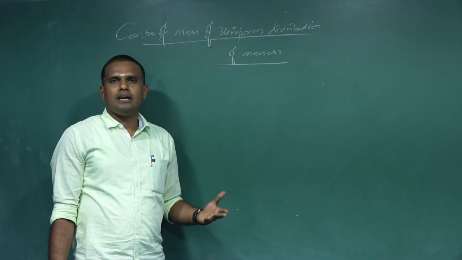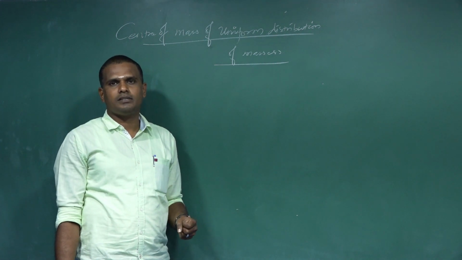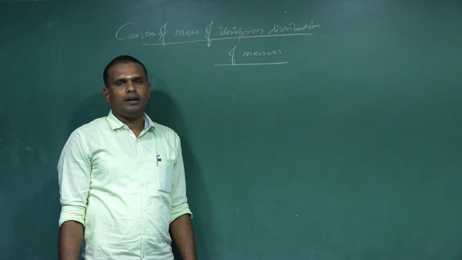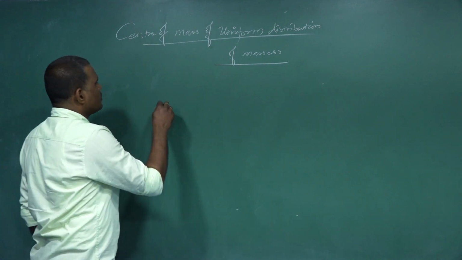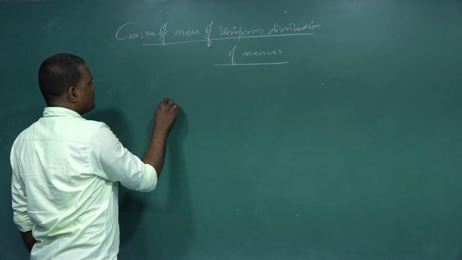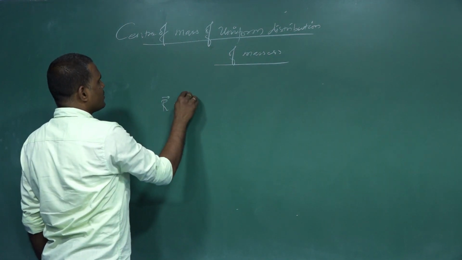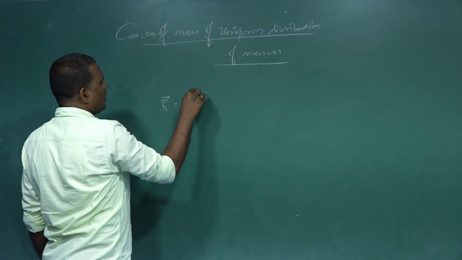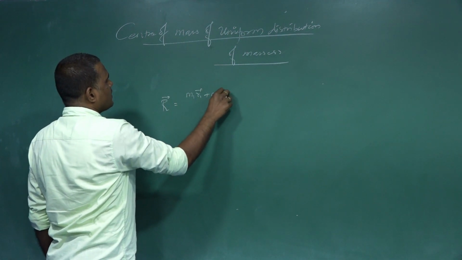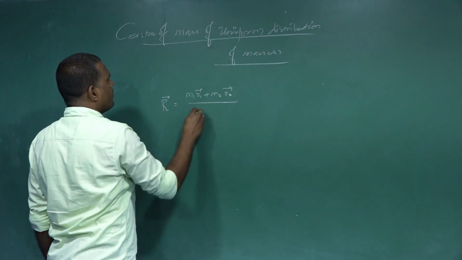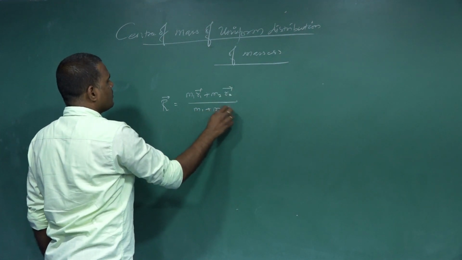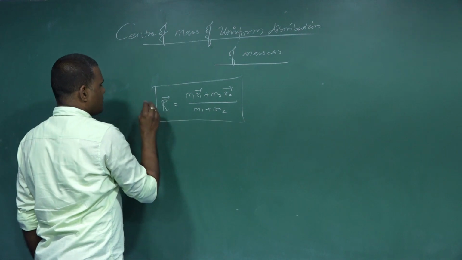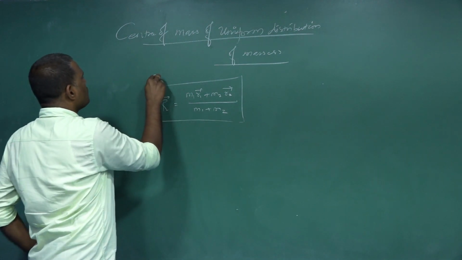In your previous class, you would have studied the center of mass of a two-particle system, whose position coordinate was obtained as r vector is equal to m1 r1 vector plus m2 r2 vector divided by m1 plus m2. This is the expression you got for a two-particle system.